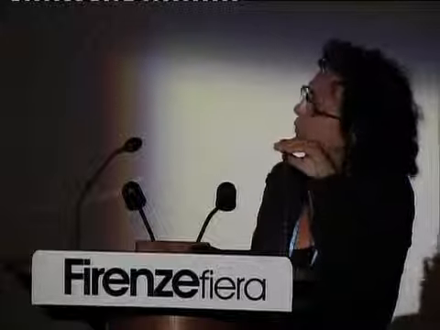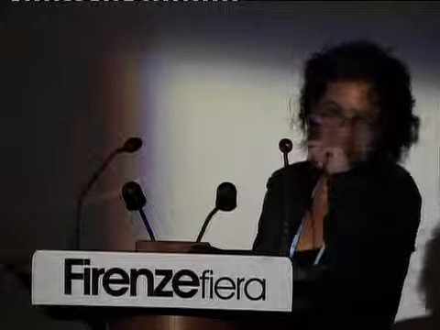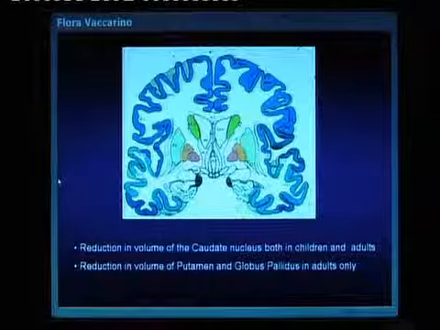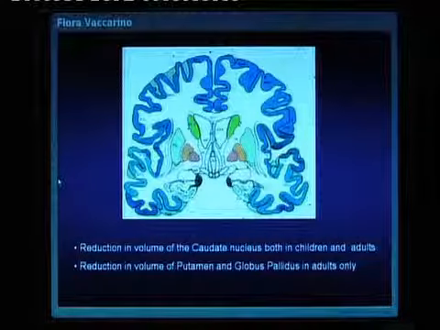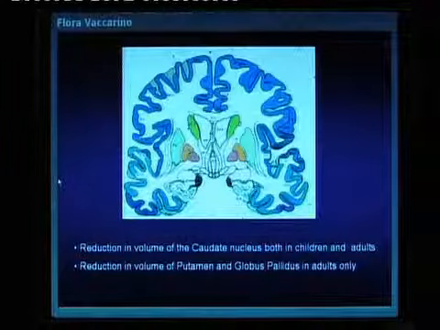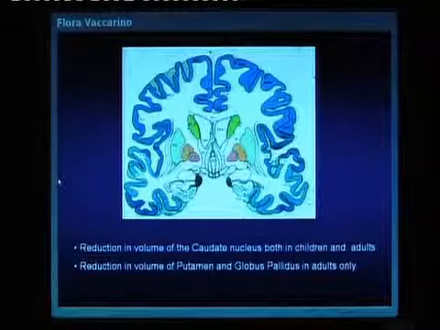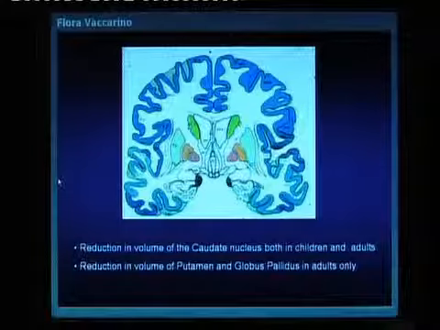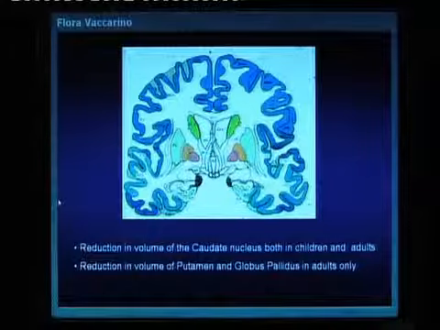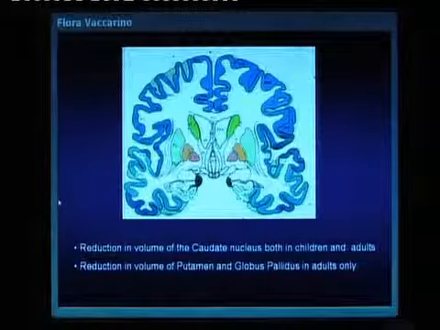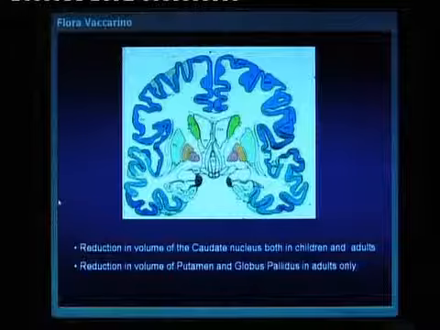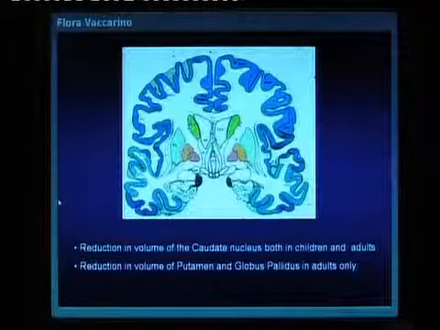We focused on the basal ganglia in our neuroanatomical studies. And the reason why we did that is because already neuroimaging studies performed at Yale and in other institutions had already shown that there is a reduction in volume of certain regions of the basal ganglia. And this reduction in volume is typically small, in the range of 5%, but it's very consistent. It was detected in hundreds of patients. So there is a reduction in volume of the caudate in both children and adults, and a reduction in volume of the putamen and globus pallidus in adults only.